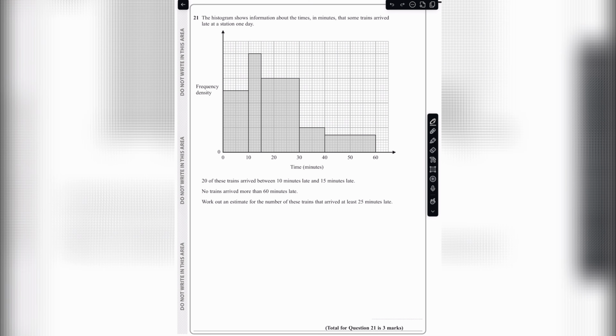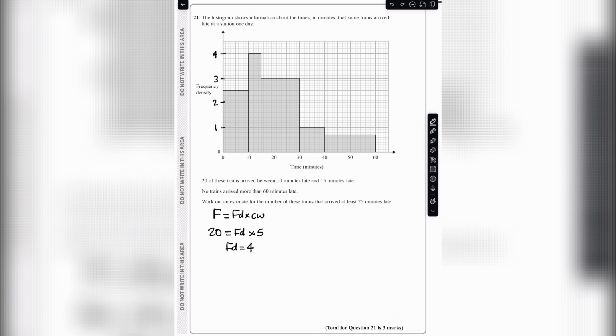So the first thing we need to identify is that the frequency equals the frequency density times the class width. And using the first bit of information, we can state that 20 equals the frequency density multiplied by 5. So the frequency density equals 20 divided by 5, which is 4, and I'm going to label that on our histogram. And using this information, I can label the rest of this histogram.